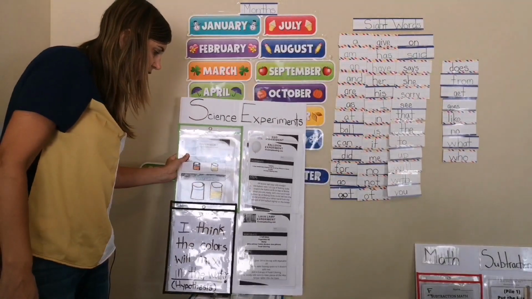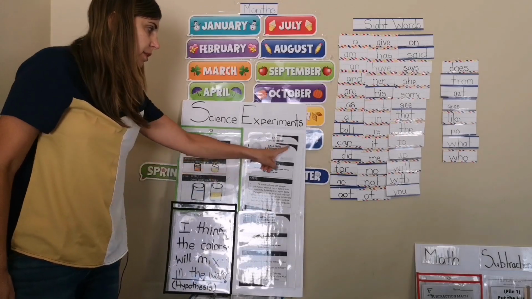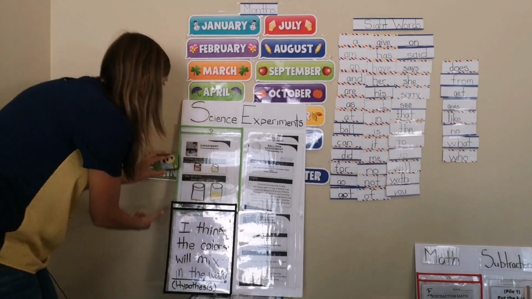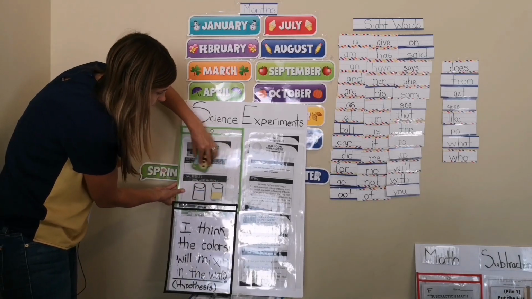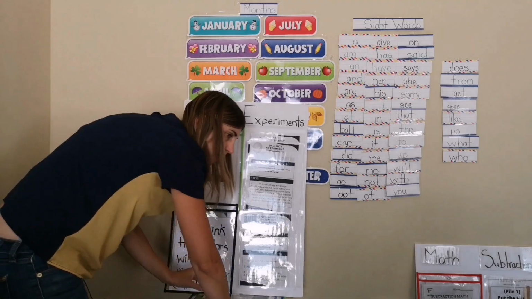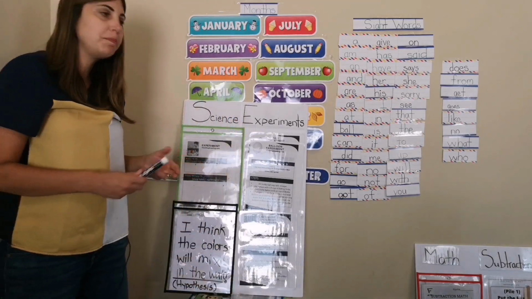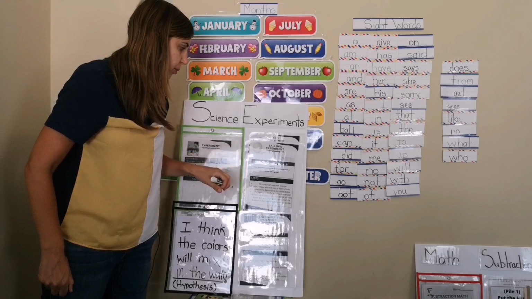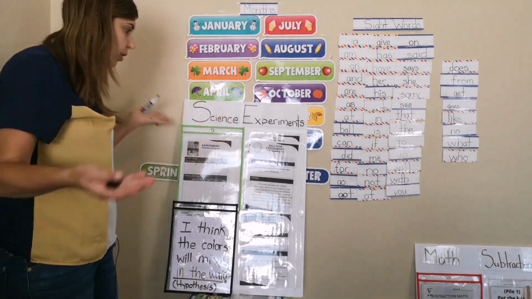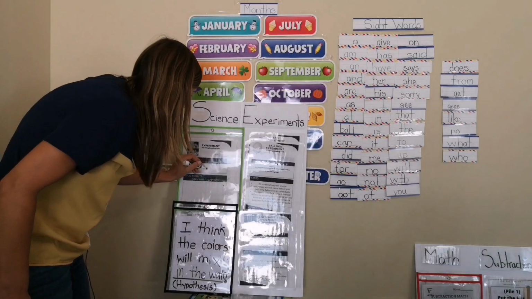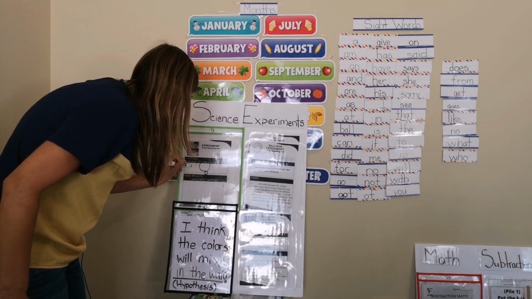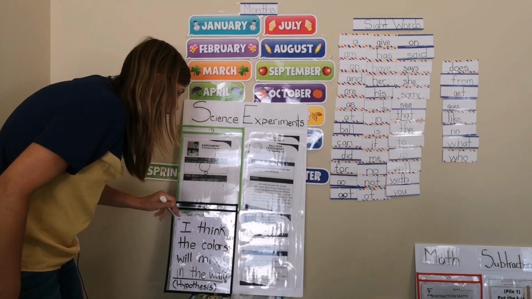So for science today, we're doing an experiment. Remember, the first thing you do in your experiment is make a hypothesis, which means what do you think's going to happen? What do you think's going to happen? If we have a balloon and a bottle and vinegar and baking soda, what do I think's going to happen? Maybe my balloon will blow up, so I can draw a blown up balloon. You can draw it. You can write it.